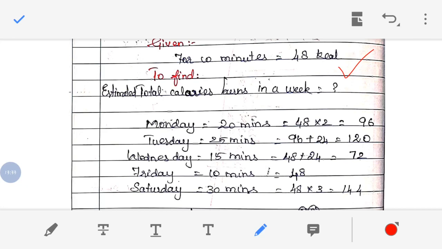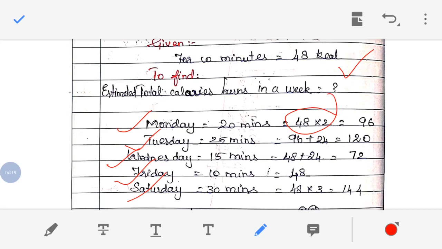So in the table we have seen Monday 20 minutes, Tuesday 25 minutes, Wednesday 15 minutes, Thursday that is 0, so I have left that day. I have written Friday here. Friday 10 minutes and Saturday 30 minutes. So for 10 minutes we know 48 kilocalories burnt. 20 minutes means 10 plus 10, that is 2 into 10, no? So for 10 minutes 48 calories means for 20 minutes 48 into 2. Understood? So we have done this multiplication and found the answer.